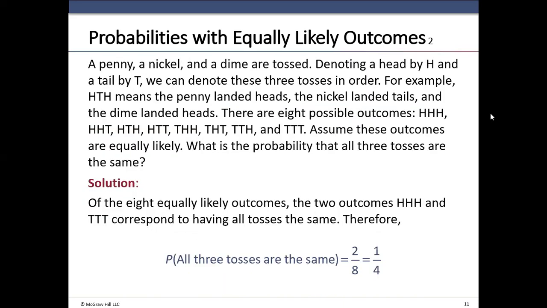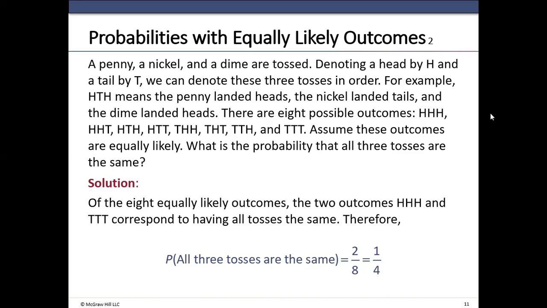A penny, a nickel, and a dime are tossed. Denoting a head by H and a tail by T, we can denote these three tosses in order. Remember, we are tossing three coins: penny, nickel, and dime. For example, HTH means the penny lands head, the nickel lands tail, and the dime lands head. There are 8 possible outcomes: HHH, HHT, HTH, HTT, THH, THT, TTH, and TTT.